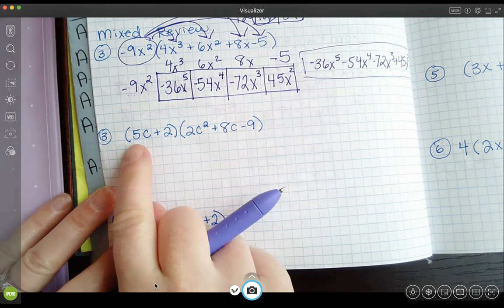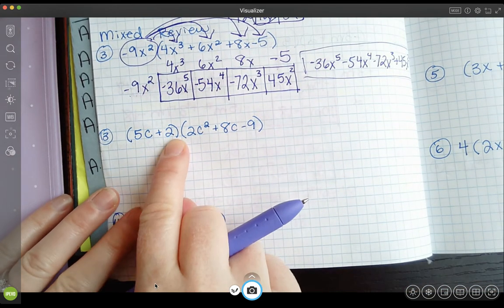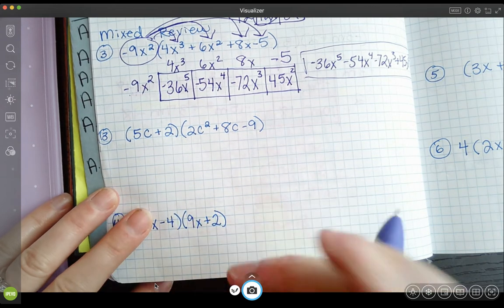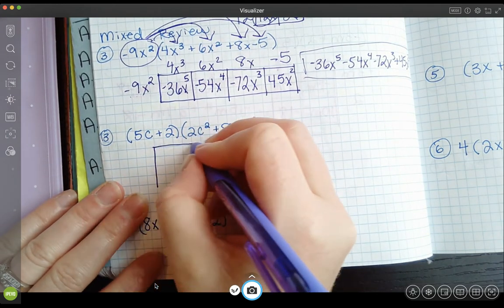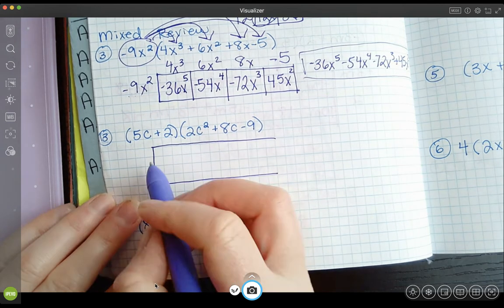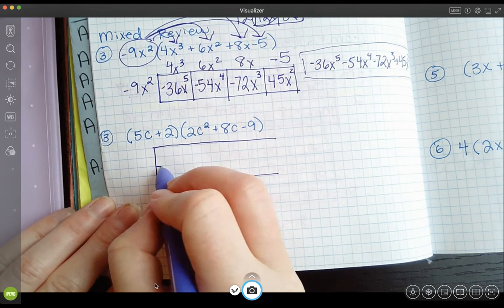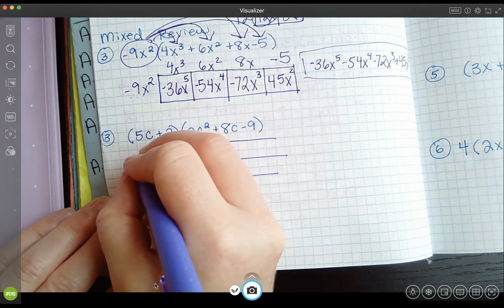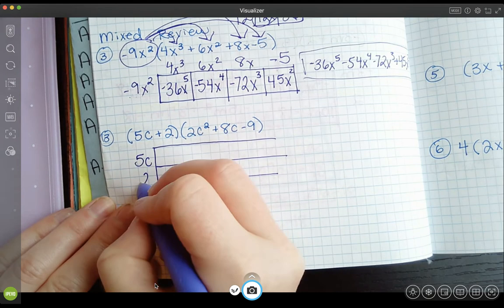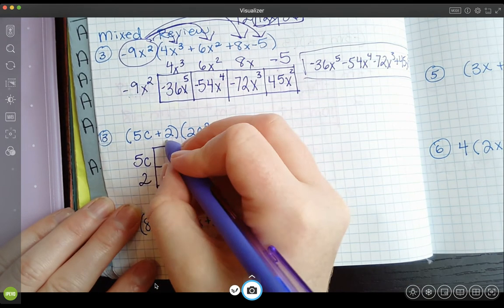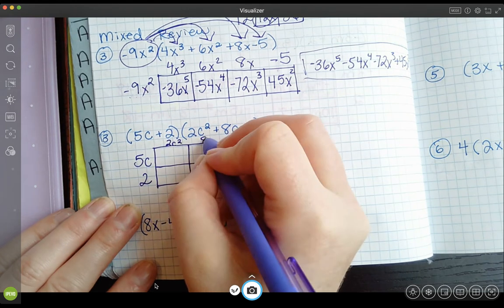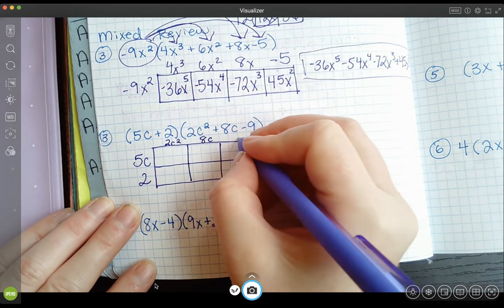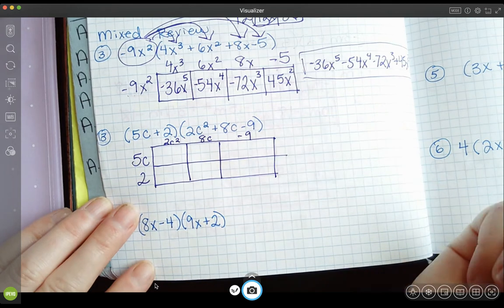All right, so we have a binomial, which means 2 terms, times a trinomial. So we are going to make our box. So I know this has to be 2 terms. So I'm doing it like that. So 5c times 2. And then I have 2c squared, 8c and minus 9. Oh, I made this box way too big. That's okay.